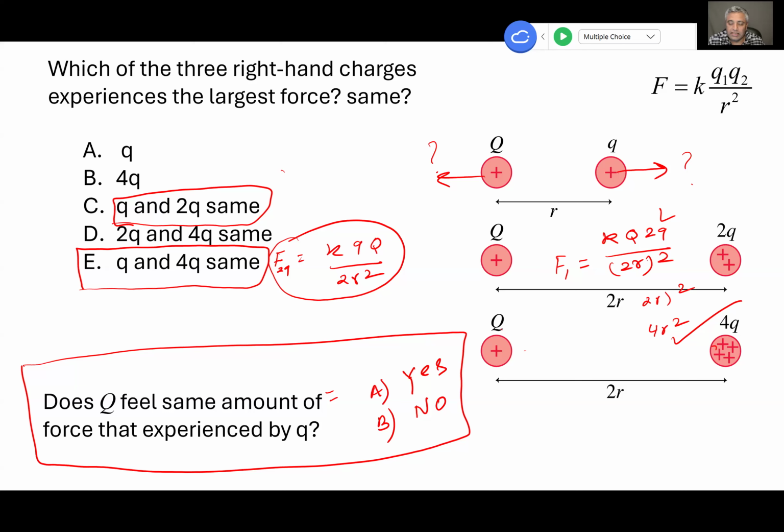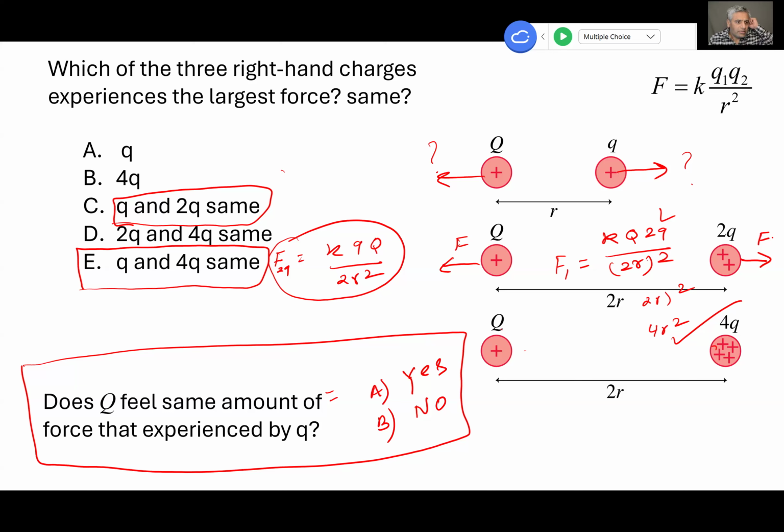Action, reaction. See, this is the force between two charges. The value we are calculating is the force between two charges, and it's like action, reaction forces. Whatever amount one is pulling with, another one is pulling with the same amount of force, and vice versa. Same thing goes with that. If that force is F, that force is also exactly F.